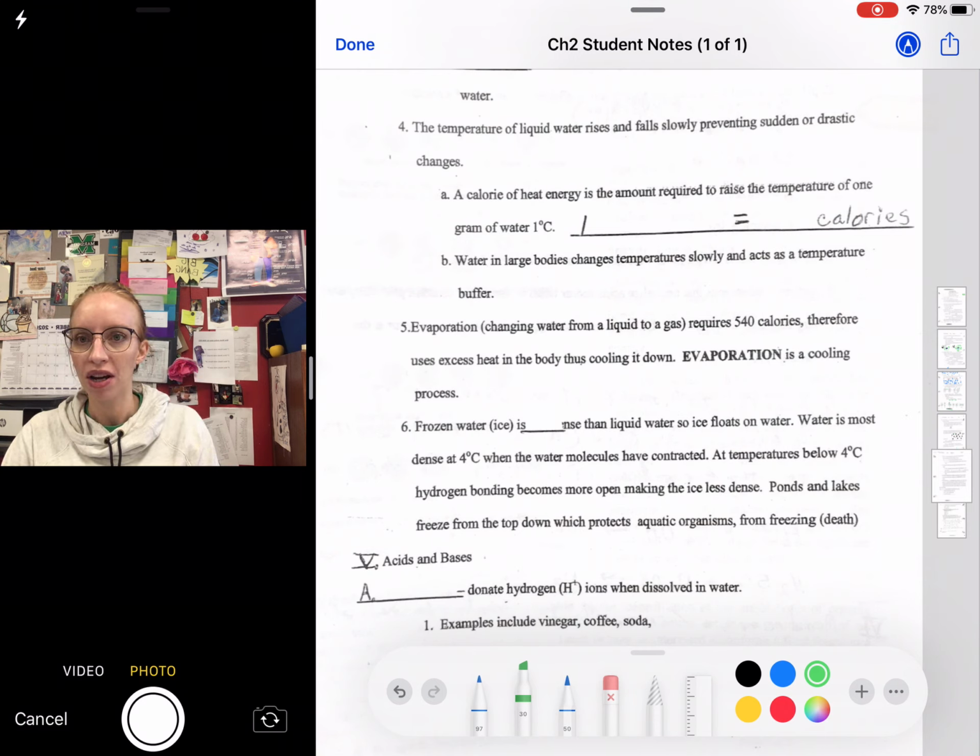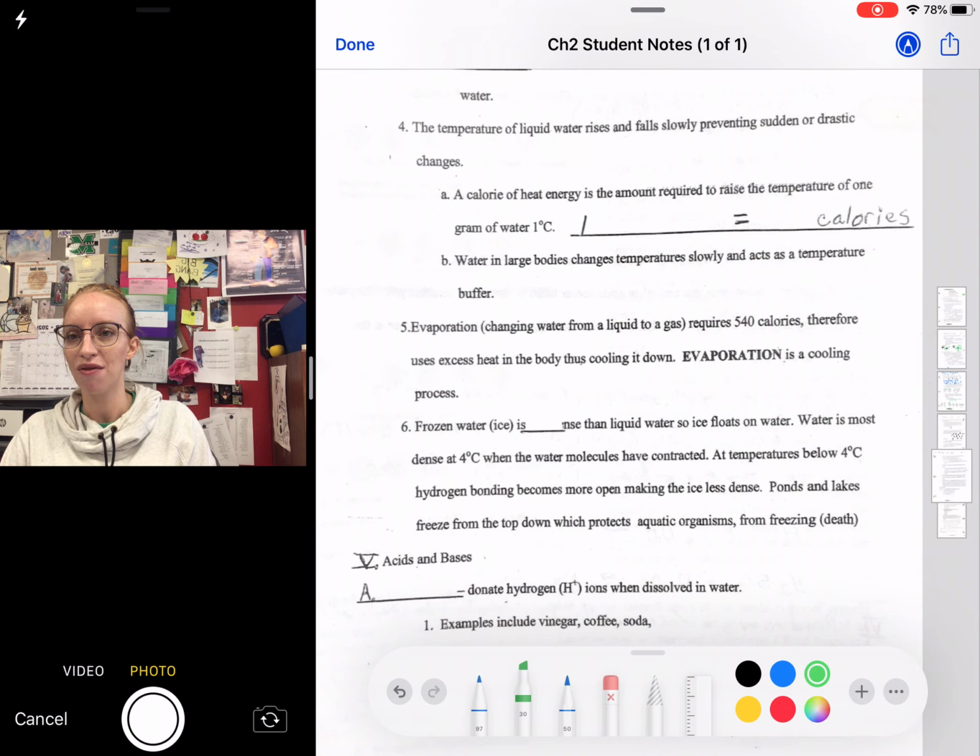Last little bit, evaporation is changing water from a liquid to a gas. It requires 540 calories. Therefore, it uses excess heat in the body, thus cooling it down. So you have to heat up water. That's why when you sweat, it will evaporate because you're heating it from the skin. So evaporation is a cooling process.